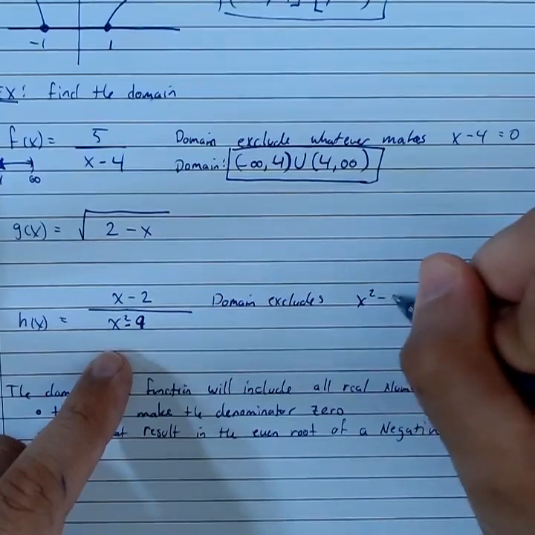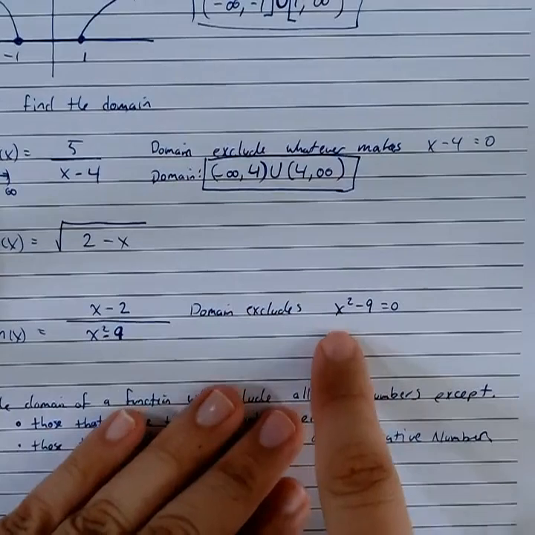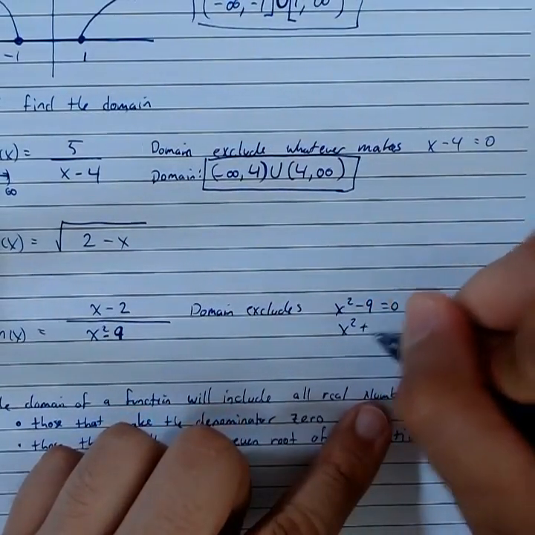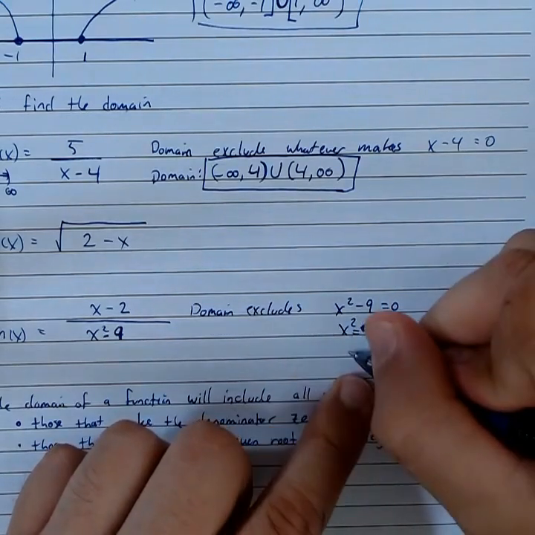whatever makes x squared minus 9 equal to 0. Well, I can solve that. I can go ahead and add 9 to the other side. So x squared equals plus 9. And then I can take the square root of both sides.